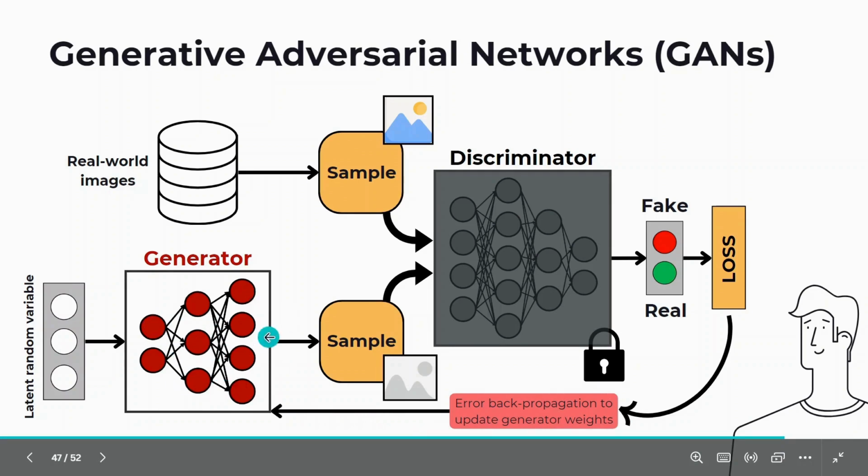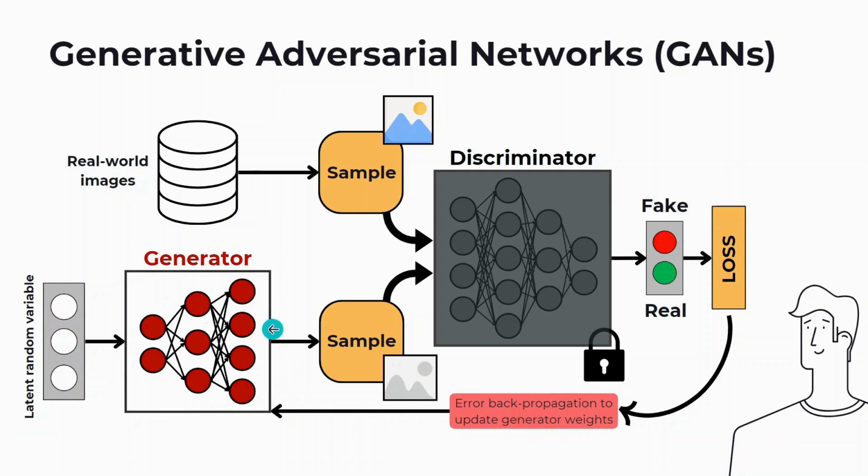Now this process continues until a point comes when the discriminator is not able to discriminate between the real and the fake image. Or in other words, the discriminator outputs a value of 0.5 and hence could not label the image as 1 or 0, and that's the point where training stops.